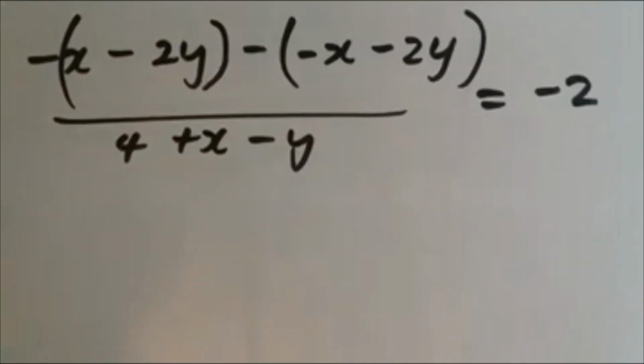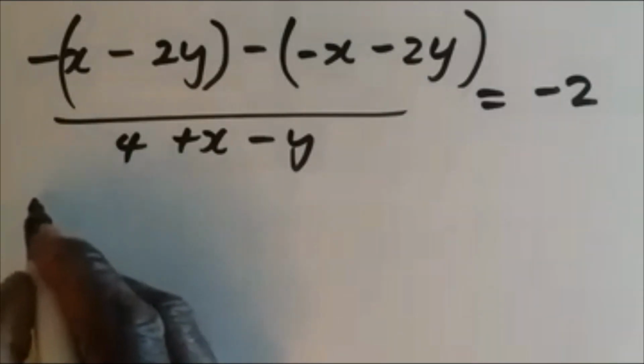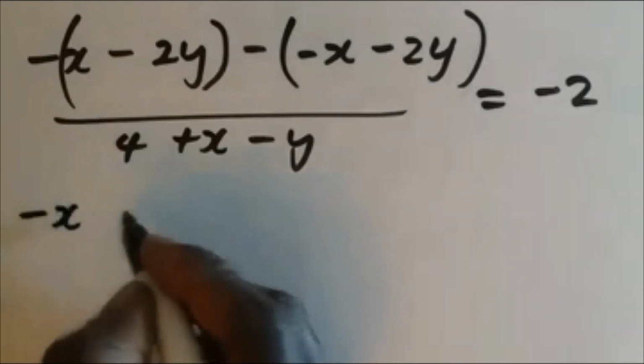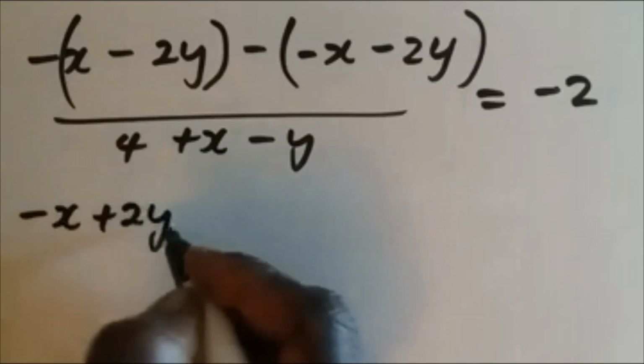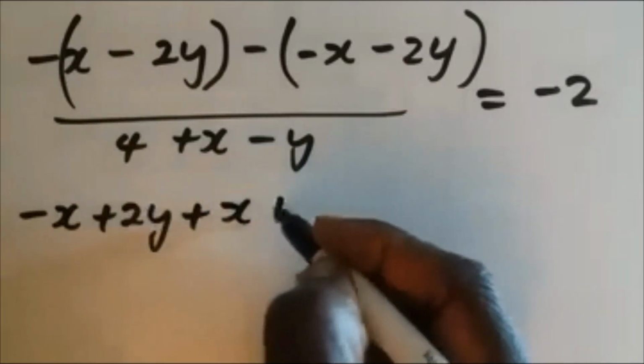Hi, this is Harris Maths. We're given this equation and we're asked to calculate the gradient and y-intercept. Well, first we'll clear the brackets and try and simplify this. So the numerator becomes minus x add 2y, add x add 2y.